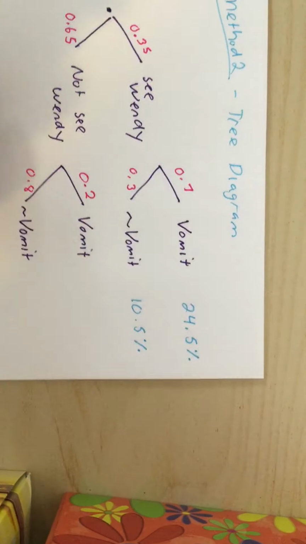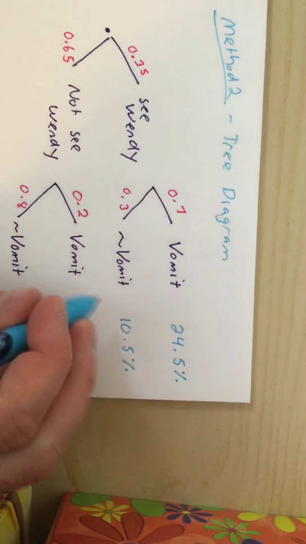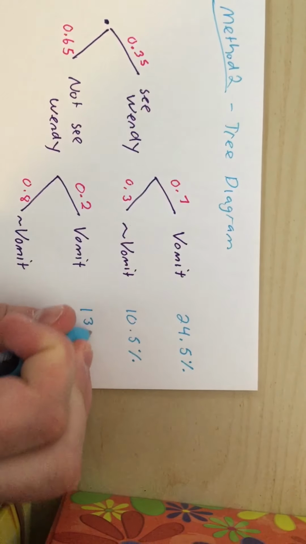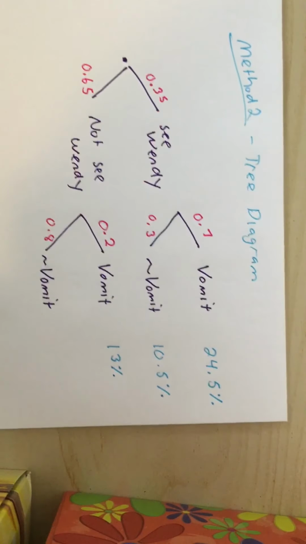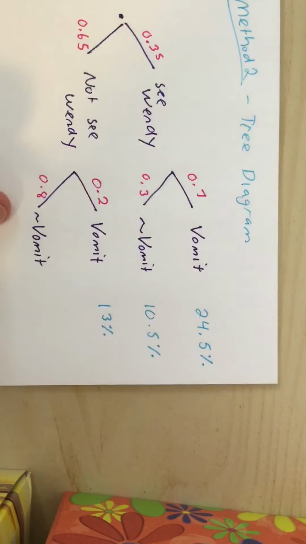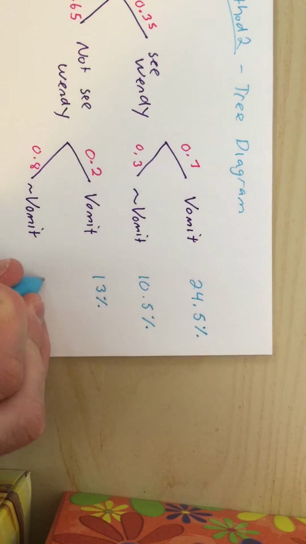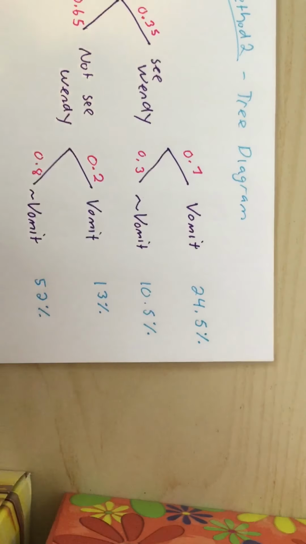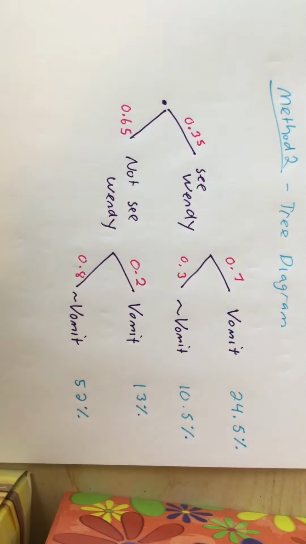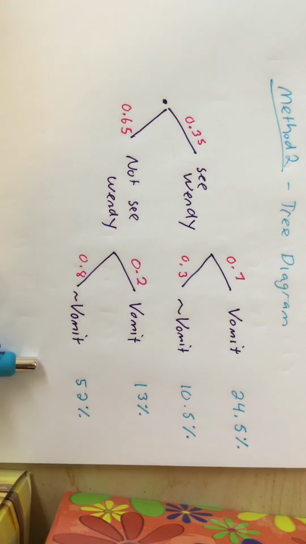This and this we've already done. So the probability of not seeing Wendy and vomiting is going to be this times this, which is 13%. And the probability of not seeing Wendy and not vomiting is going to be 52%. So, to be clear, there are the pink numbers and the blue numbers, and they're not the same, and it's really important to keep track of which number is which. And often when people make mistakes here, it's because they've used one for another.